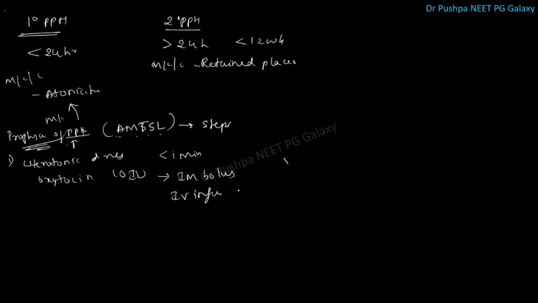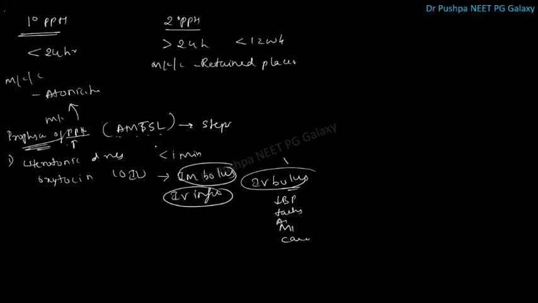We should not give an IV bolus because it causes hypotension, reflex tachycardia, arrhythmia, MI, and cardiac arrest. We can give IM bolus and IV infusion. What is the mechanism of action of oxytocin? It causes influx of calcium into the cells and release of PGF2 alpha from decidua.